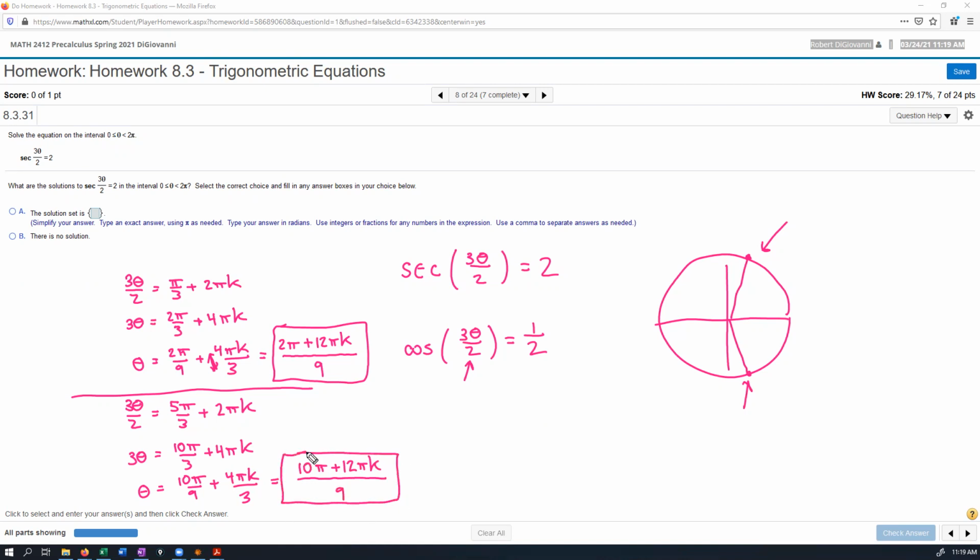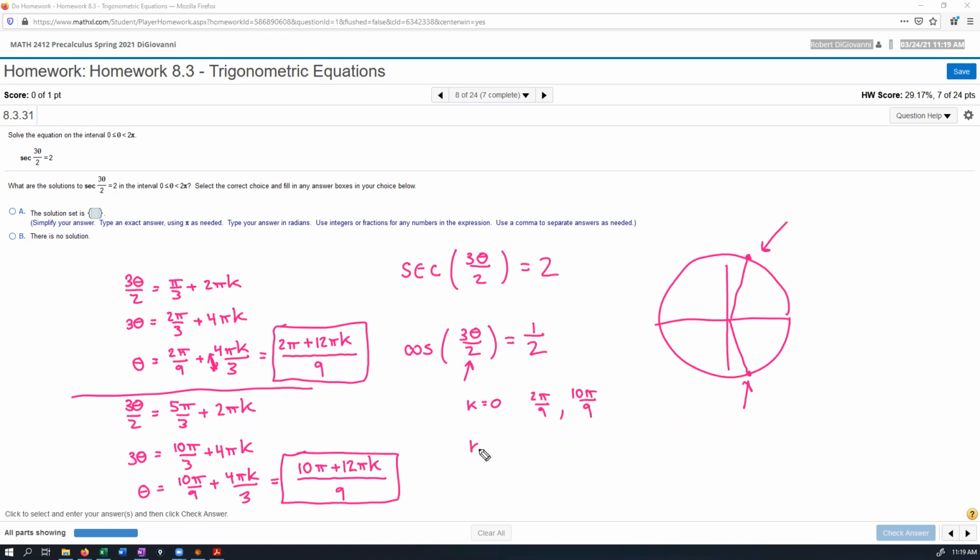All right, now we want only the answers between 0 and 2 pi. So let's just start plugging in some values. If k is 0, in this one we just get 2 pi over 9. And on the other one, if k is 0, we get 10 pi over 9. Both of those are smaller than 2 pi.